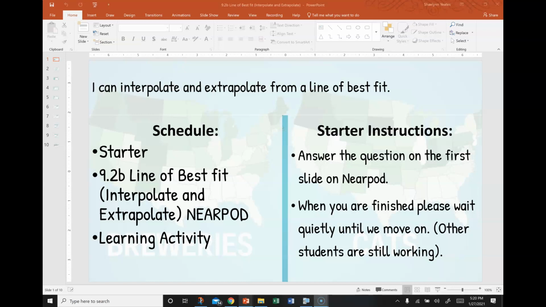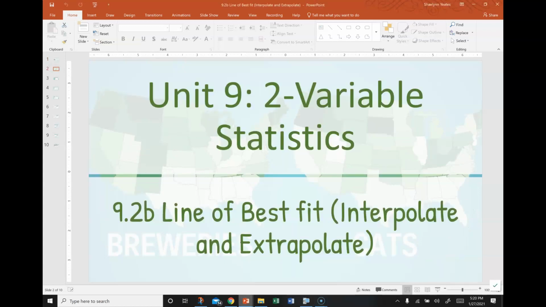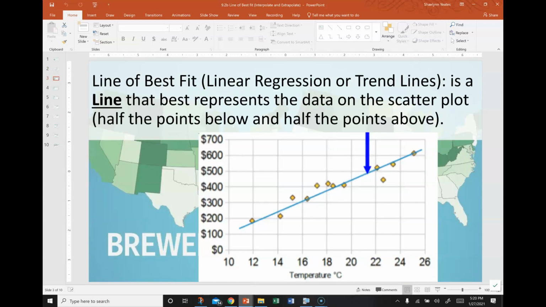Our goal today is first off, define interpolate and extrapolate, and then be able to do that from a line of best fit. Okay? So, a line of best fit is just a line that fits our data the best way possible. A line of best fit in a linear regression or trend line is a line that best represents the data. Half the points are above and about half the points are below. So that's a line of best fit in case that was unclear.